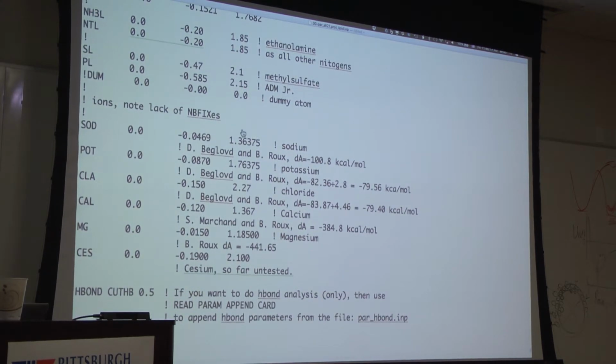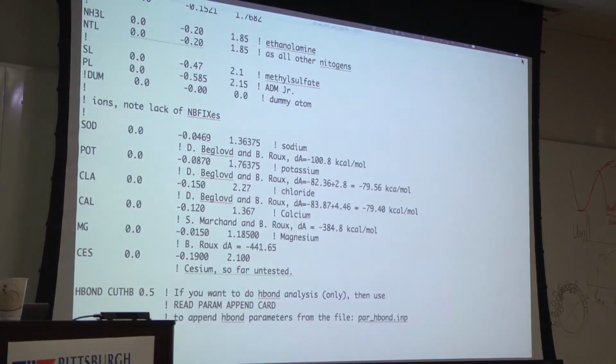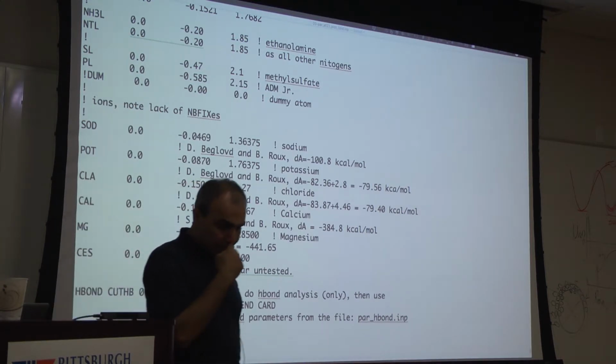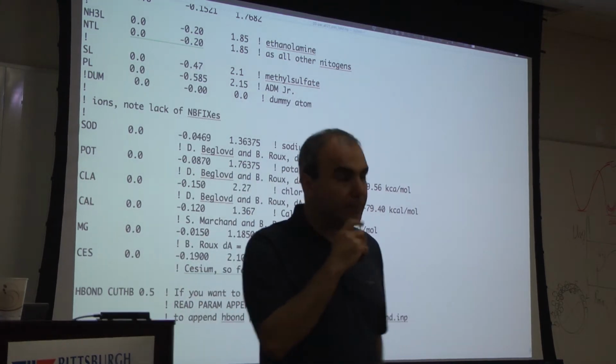Okay, any questions so far? Yes? If I decide that a histidine in my protein is going to be in a certain protonation state, and I change that histidine name to something else in my PDB, it will use this information. How does it know that?